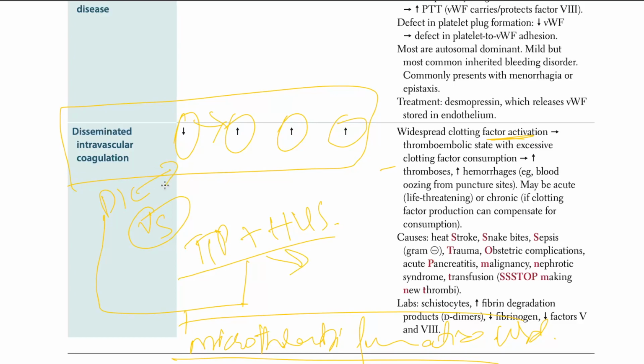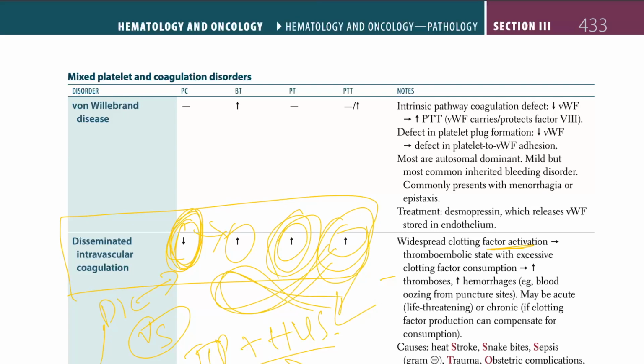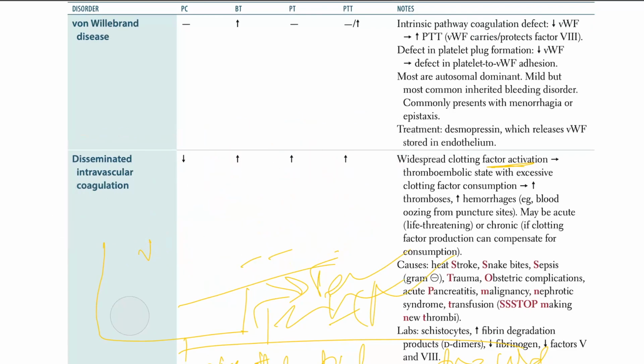But in DIC, you are messing up everything. You're decreasing the platelets, you're increasing the clotting times, PT and PTT. While in TTP and HUS, you don't have this. All you have is a triad with fever and neurological symptoms, or a triad with bloody diarrhea. I hope that makes it clear.